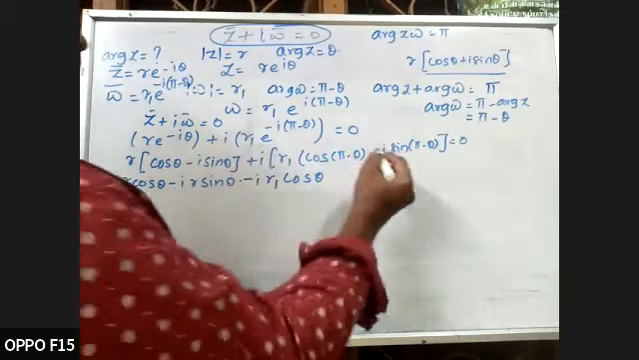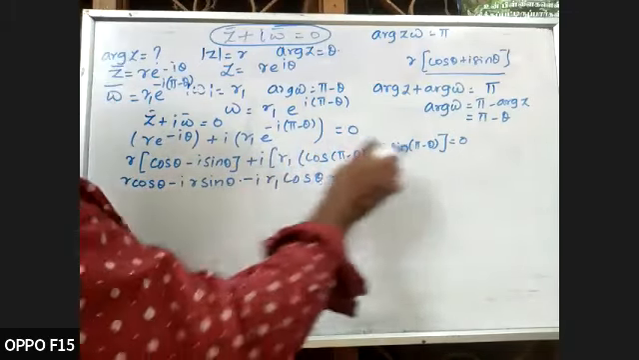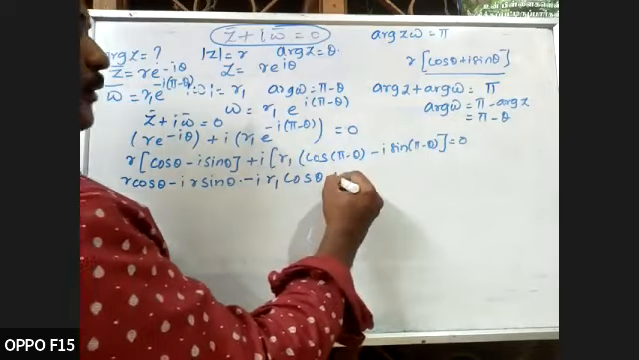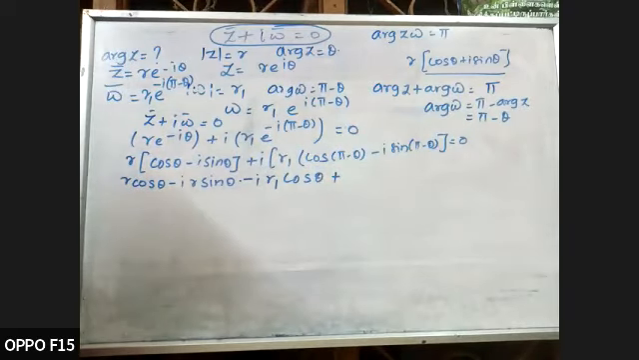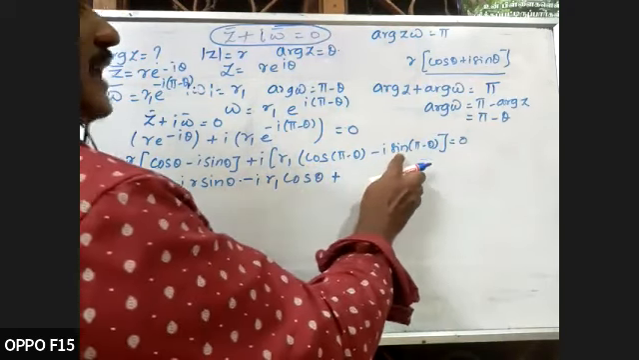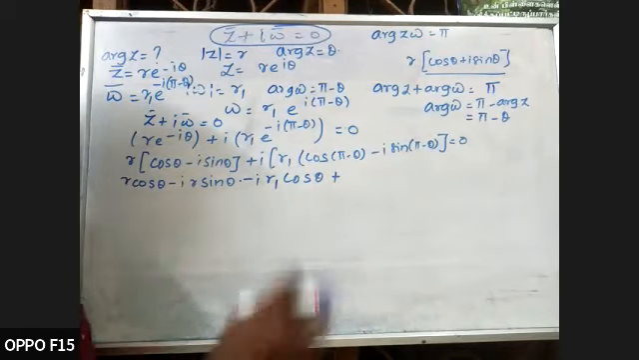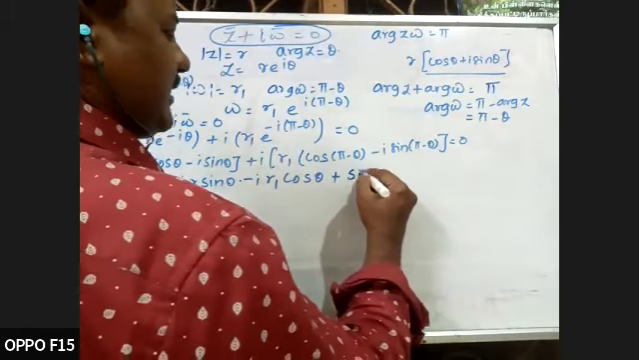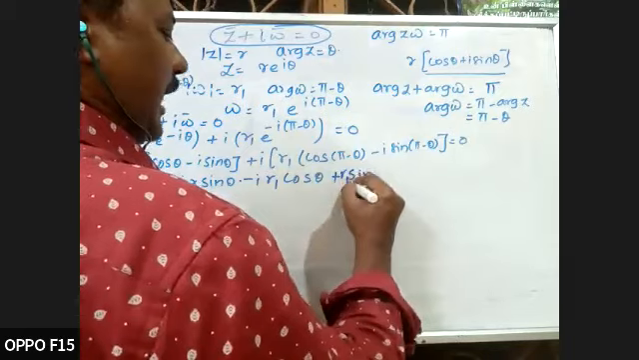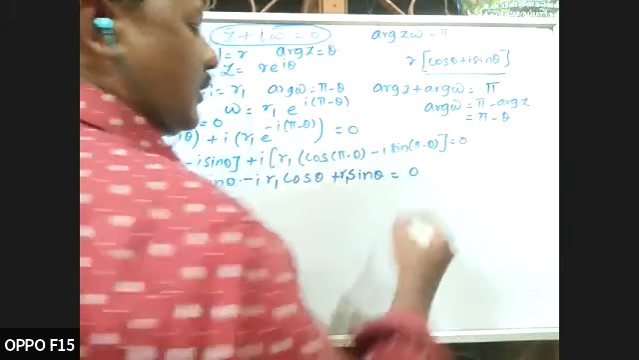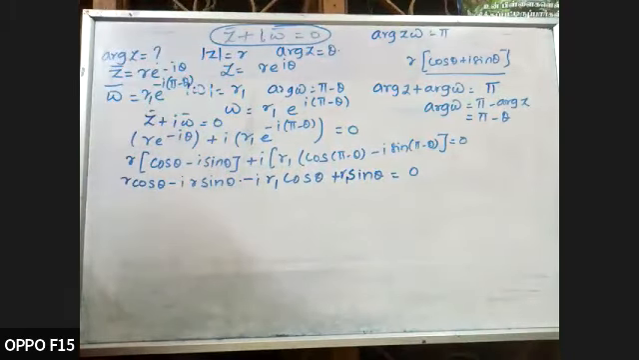Next minus into minus, i into i square is minus 1. அப்ப இது plus ஆயிடும்ல. This becomes plus. அப்புறம் next என்ன ஆயிடும்னா sin 180 minus theta. உங்களுக்கு எல்லாருக்கும் தெரியும் sin theta. But simply I can write this as, இங்க r1 இருக்கறதால r1 sin theta equal to 0. Which is equals to 0.